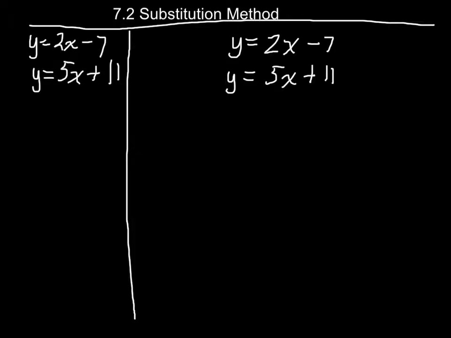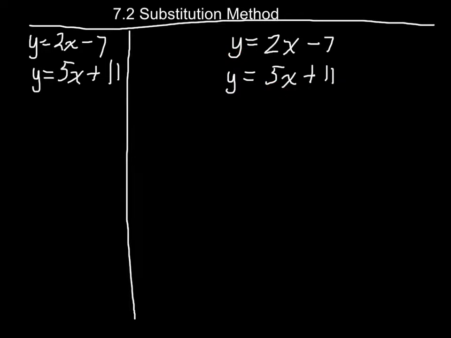So what I'm going to look at here is I see that this y right here is going to be the same as this y right here. We're trying to find that point of intersection. And somewhere between these two lines, this y will be equal to this y. So if this y is equal to this y, and this y is equal to 2x minus 7, that means at some point this y right here is equal to 2x minus 7. And this y right here is equal to 5x plus 11.